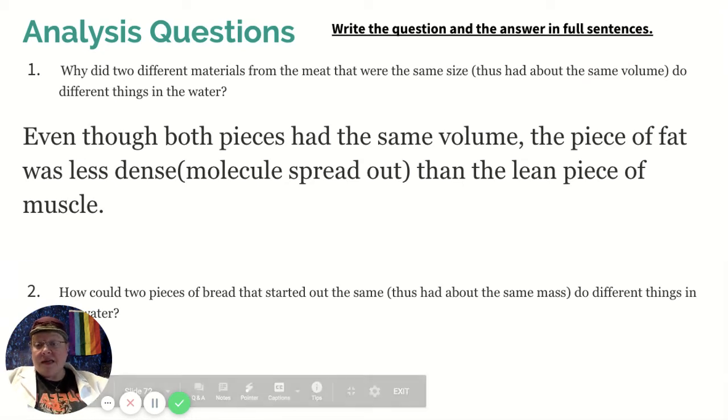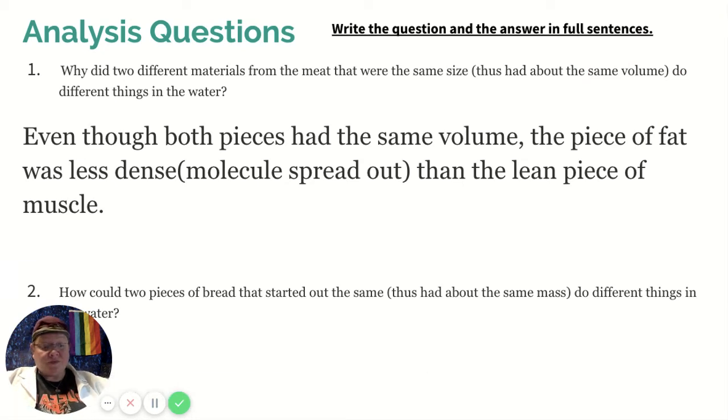Now you've got some analysis questions to do. So the first one: why did the two different materials from the meat that were about the same size, thus they had the same volume, do different things in water? So even though both pieces of meat had the same volume, the piece of fat was less dense. The molecules were more spread out than the piece of lean muscle meat.